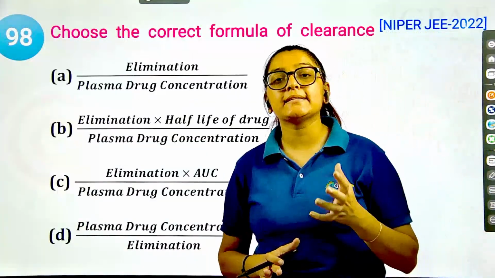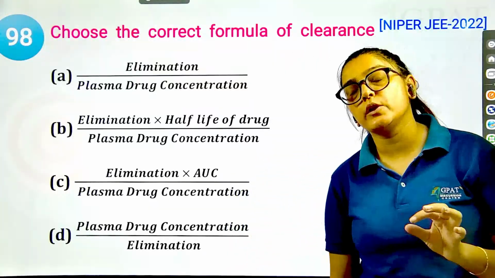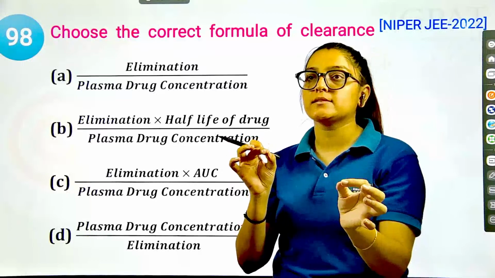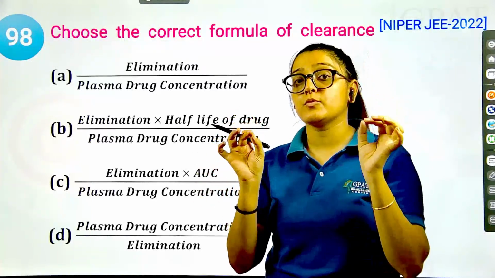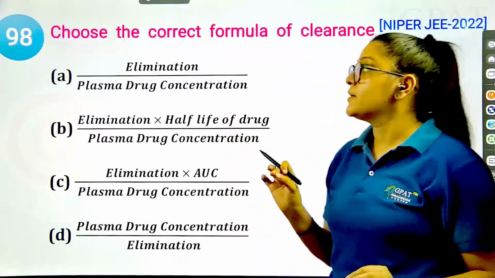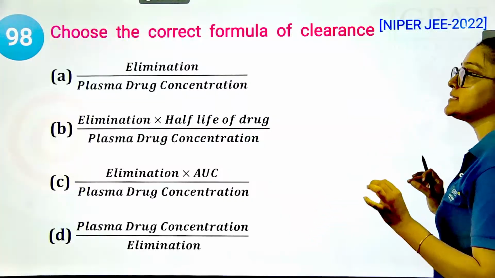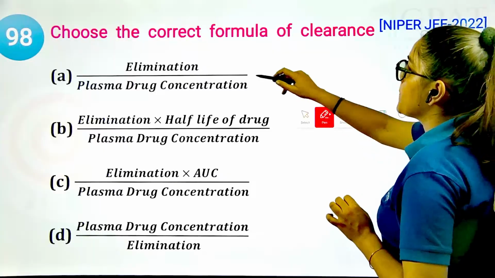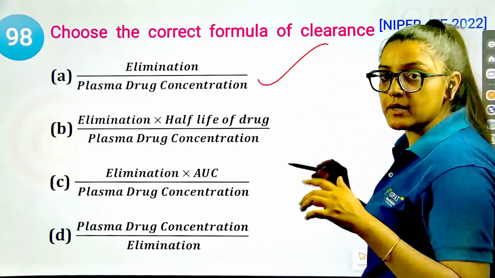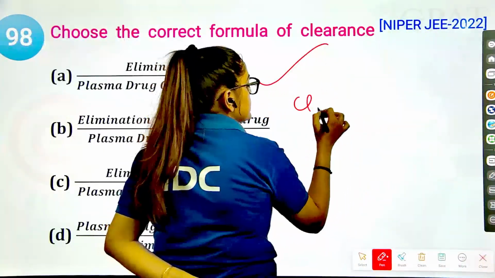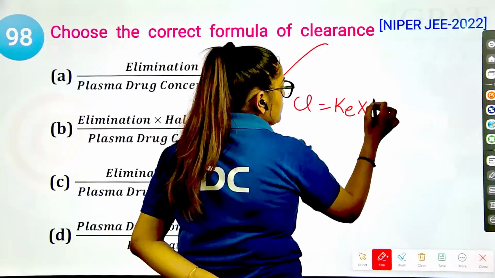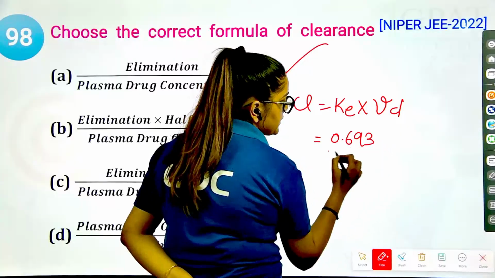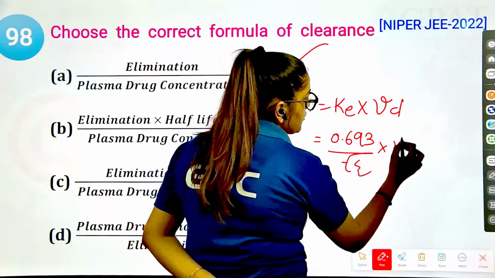Next, choose the correct formula for the clearance. I have told you, if biopharmaceutics is asked, numericals have the least chances, but formula-based questions can be asked. Okay, stay prepared for the clearance. It is elimination rate upon plasma drug concentration, right? Option A is correct. But I have told you multiple other formulas as well. Clearance is equal to Ke into Vd, right? If you want to substitute it, it will be 0.693 upon T half into Vd, right?